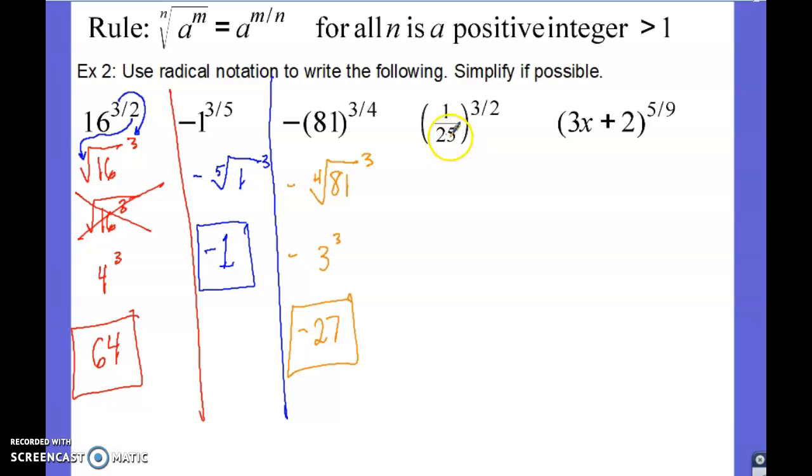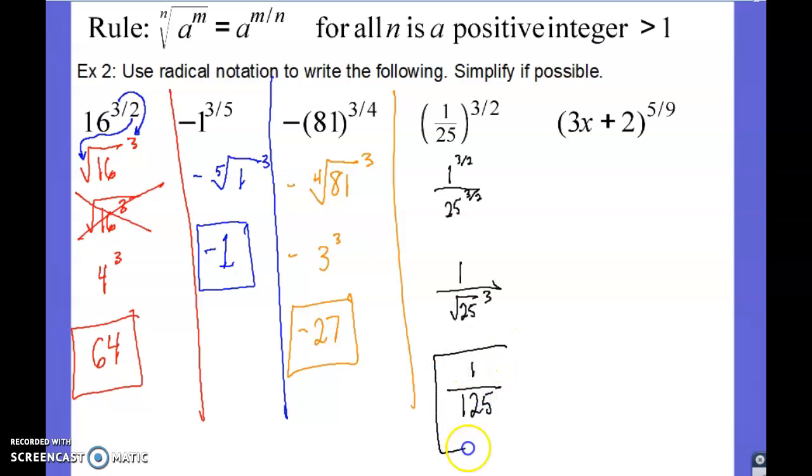By the way, you can do this individually for each base. So as I look at the next one, it's the same thing as doing 1 to the 3 halves over 25 to the 3 halves, taking it to each base. Now I already mentioned 1 to any power is 1, so that one's pretty easy. But what this actually means is the square root of 25 cubed. Well, the square root of 25 is 5, cubed is 125. So this final answer is 1 over 125.